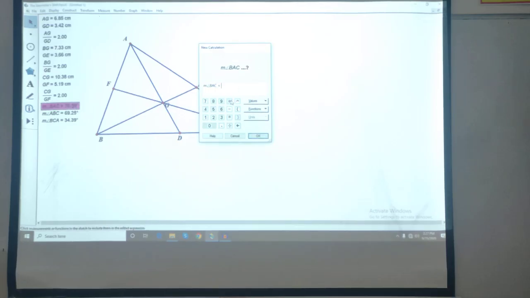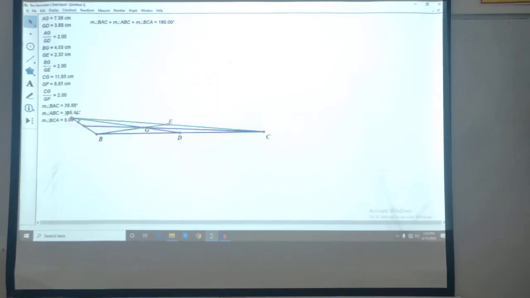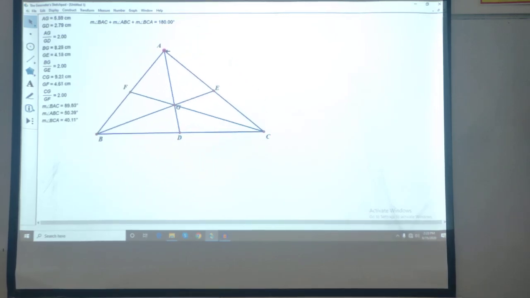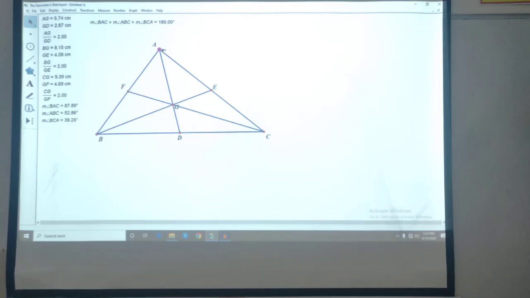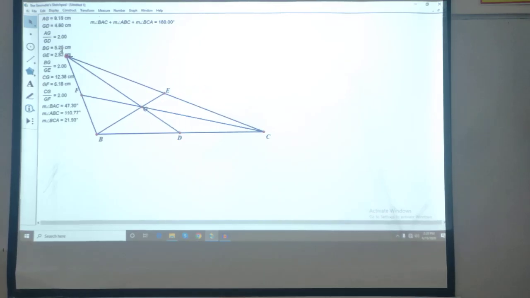If you want to calculate the angle sum property, this is a basic one. You can calculate here: this plus this plus this comes out to be 180 degrees. You can keep the triangle anywhere. You can see that I can make any triangle, whether it is acute or obtuse. If I make angle B obtuse, again the centroid lies inside the triangle.